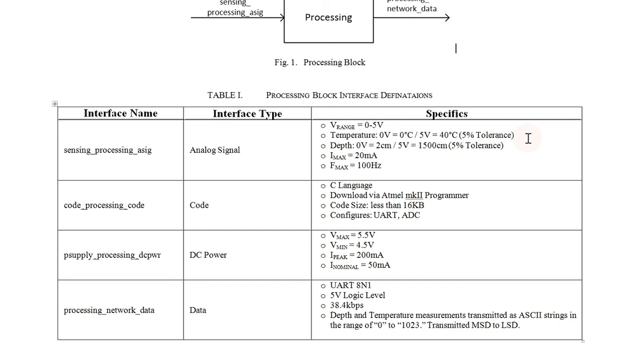Looking at the processing code, that's a great interface name. We've decided it's going to be a C language. It's going to be downloaded via an Atmel Mark II programmer. The code size less than 16 kilobytes, going to configure UART and an ADC.